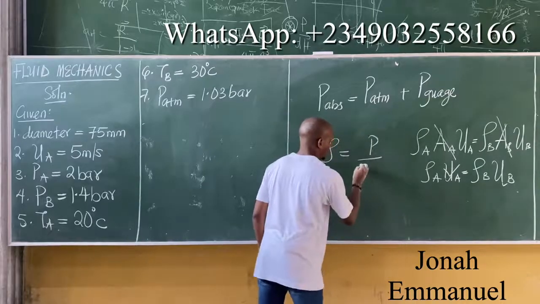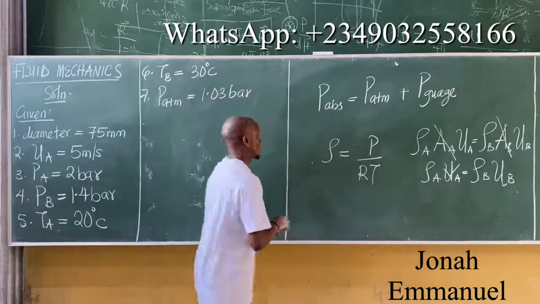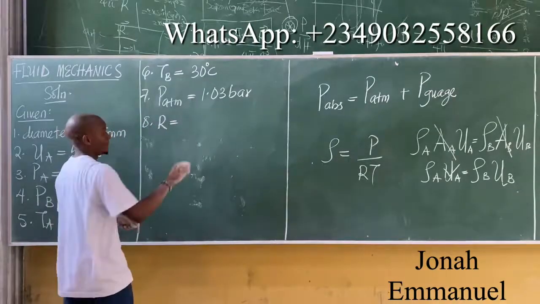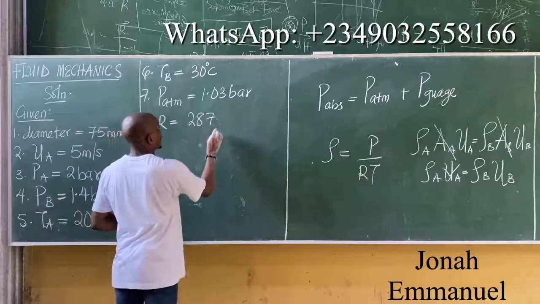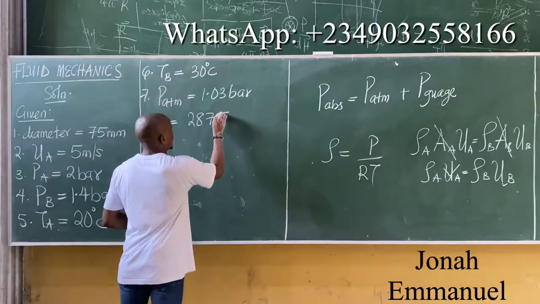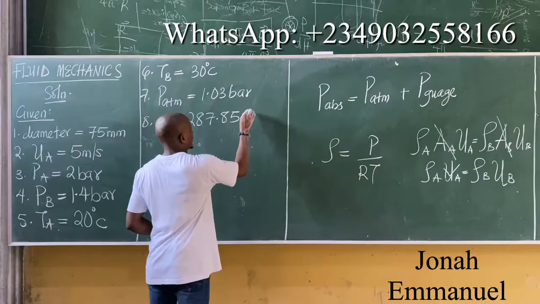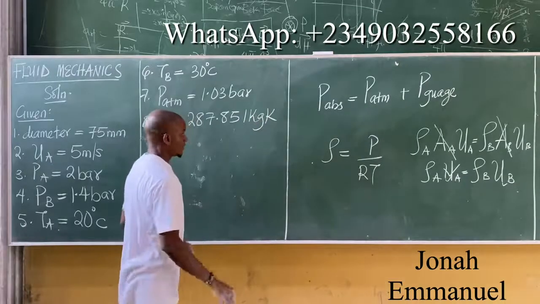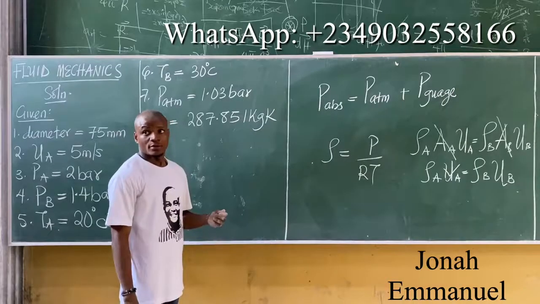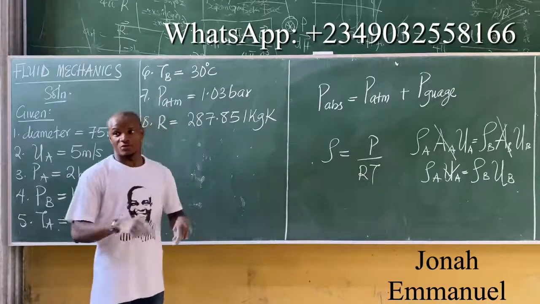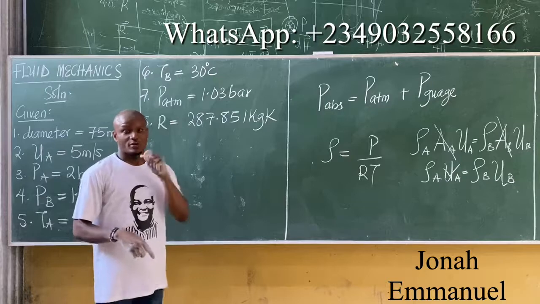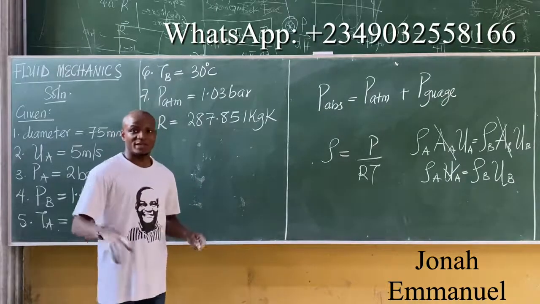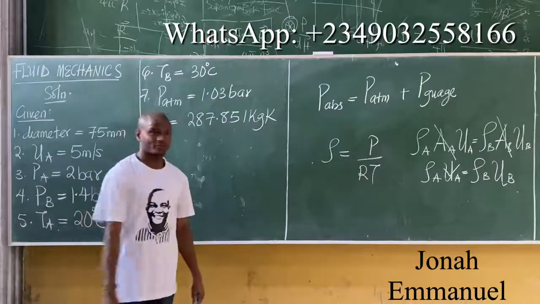How? Rho is equal to P all over R T. They gave us R as 287.851 kilograms. Check the past question; this is what they give you in the past question. So we save ourselves time.